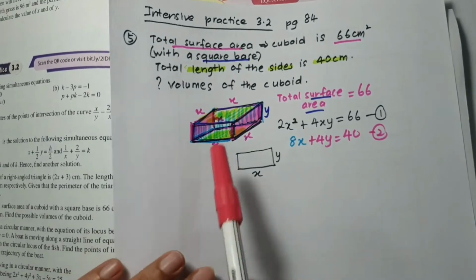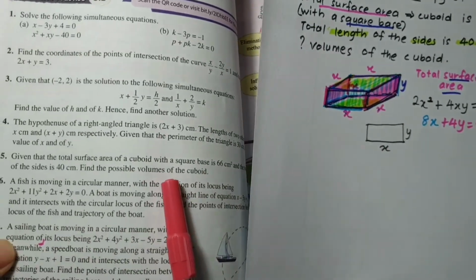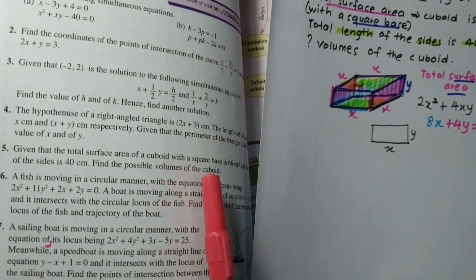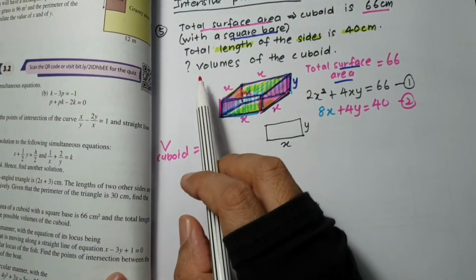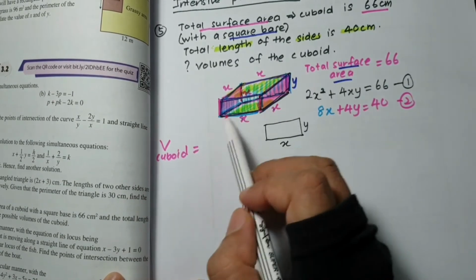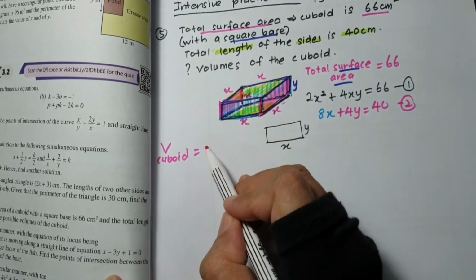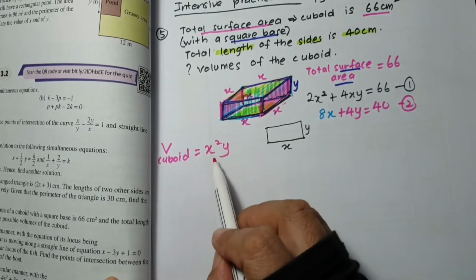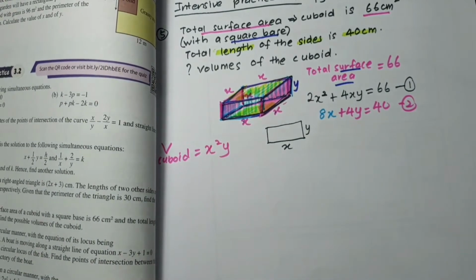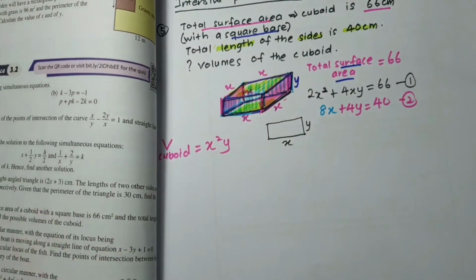And then the question asks you to find the possible volumes of the cuboid. So how to find the volume of the cuboid? Of course, you take x times x times y, so x squared times y. So we need to find what x is and what y is. To find x and y, we need to solve these two equations.